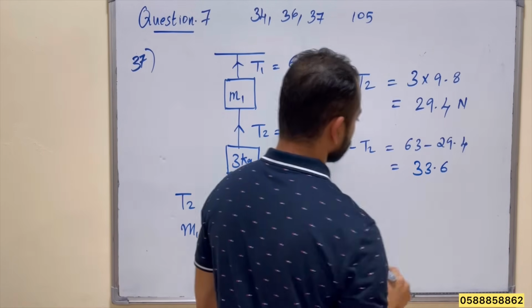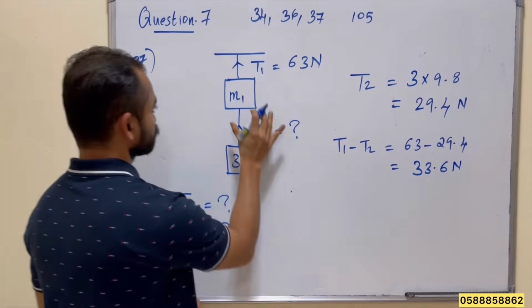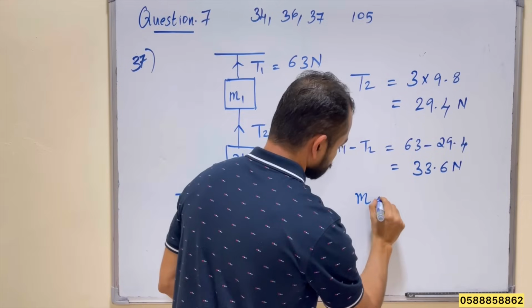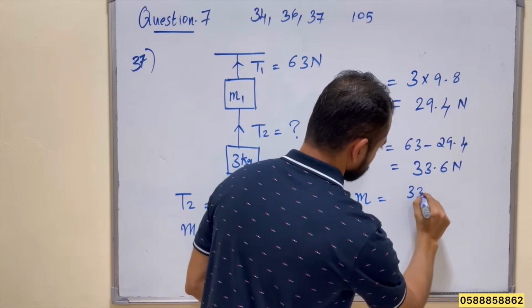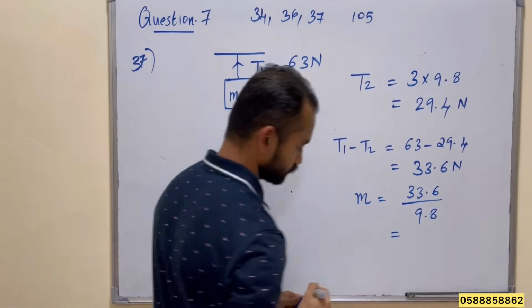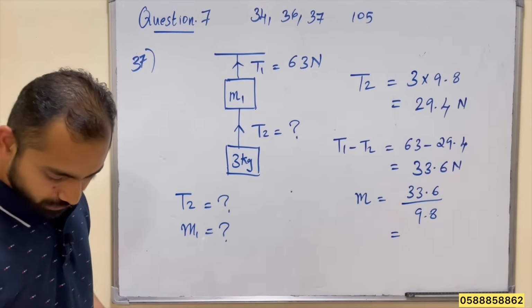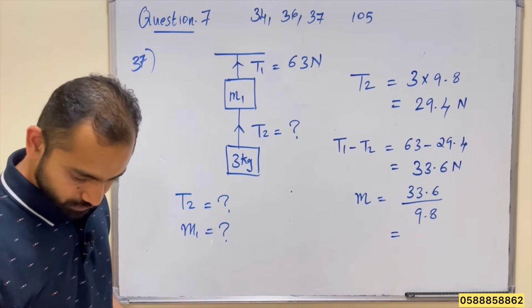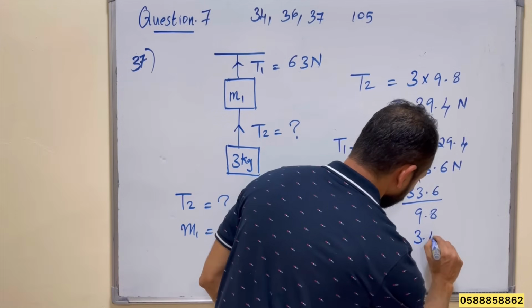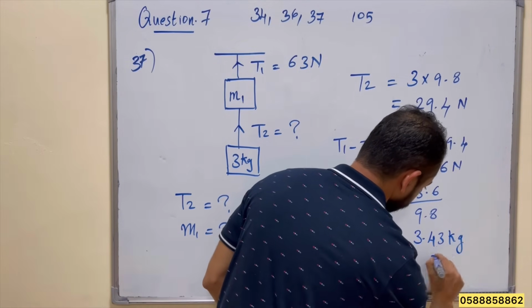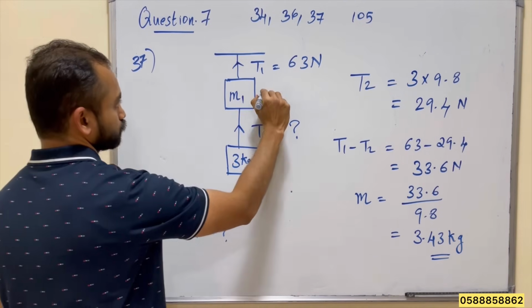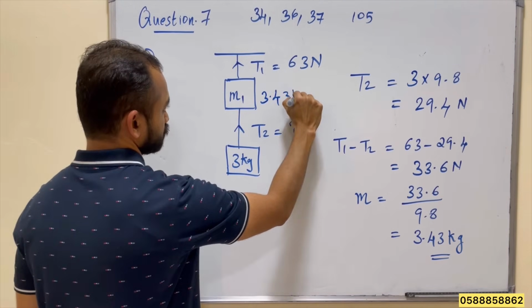So this 33.6 Newton tension is because of this mass, right? So we need to calculate the value of the mass. 33.6 divided by 9.8 equals 3.428. So 3.43 kilogram. This mass is equal to 3.43 kilogram.